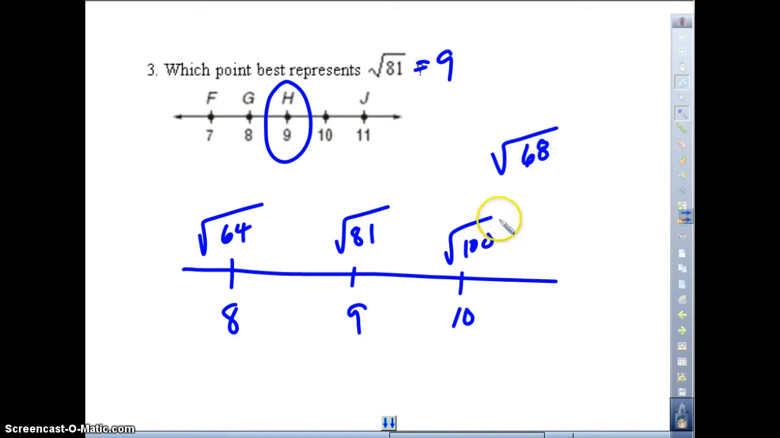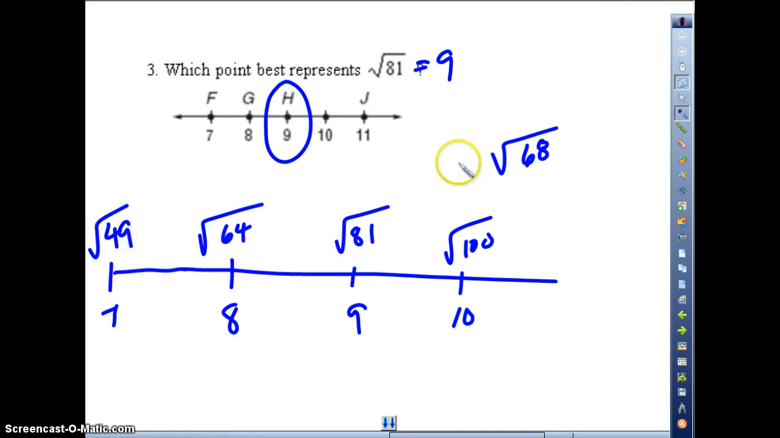68. Okay? Well, you just draw a little number line if they haven't given you one. Square root of 68 is going to fall, I skipped 7, didn't I? Oops, 7's on the other side. 7's over here. That's the square root of 49. Square root of 68 is going to fall somewhere in here, so you know whatever point falls in there, that's what we're looking for. Okay?